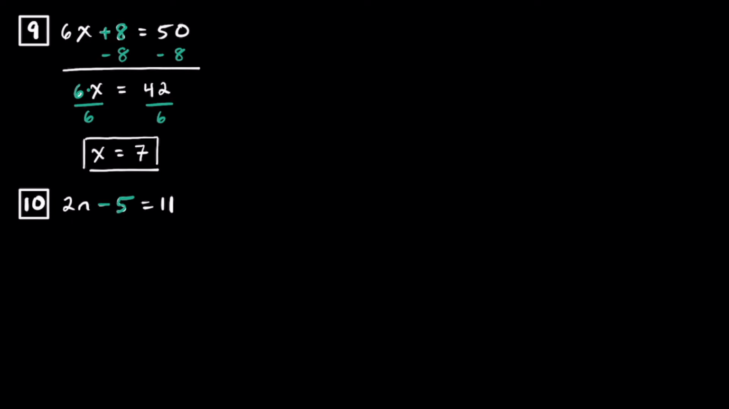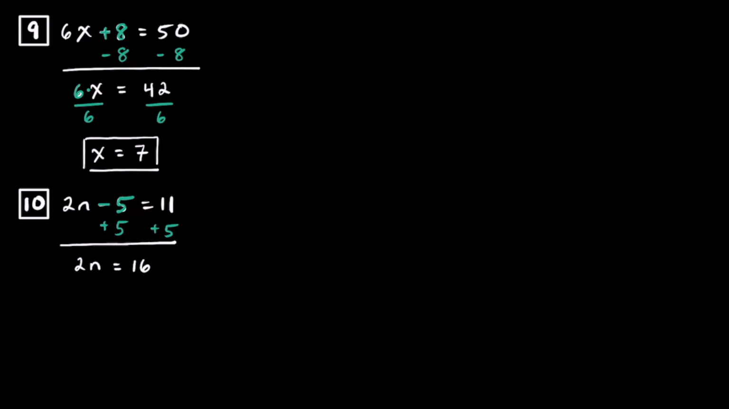So this minus 5, to undo that, the inverse is going to be adding 5. So let's go ahead and do that to both sides of the equation. And so if we add 5 to both sides, we have just 2n on the left side plus 0, but I'm not going to write it. And on the right side, 11 plus 5 is equal to 16.